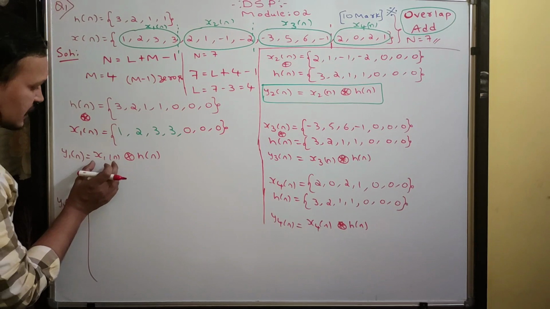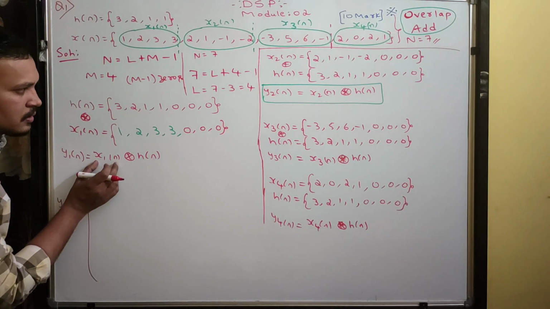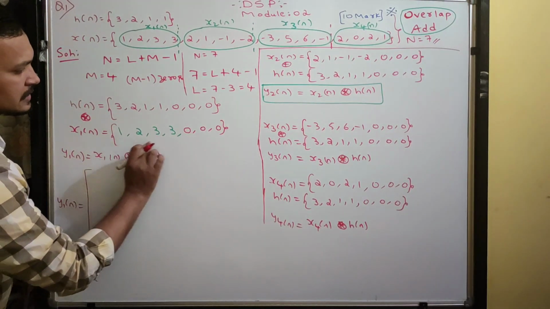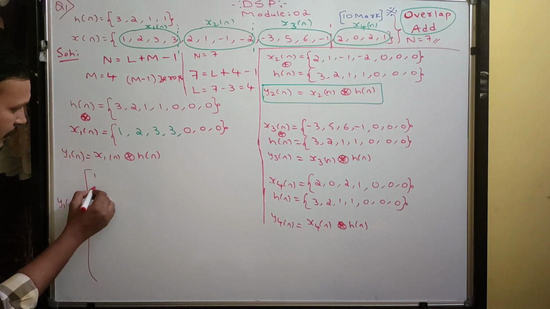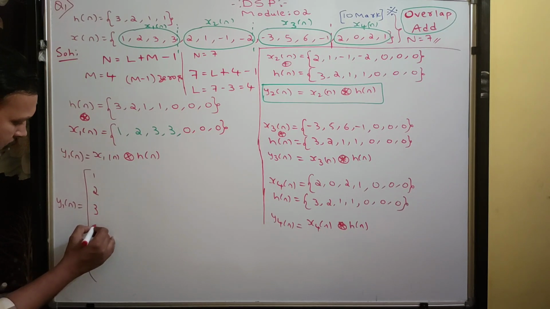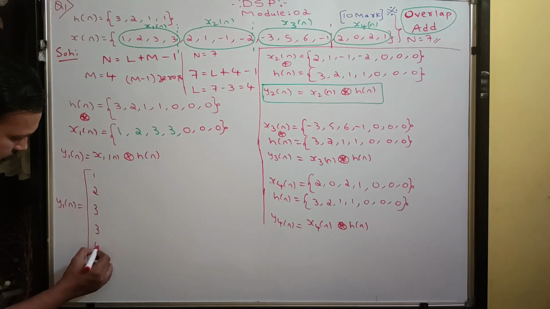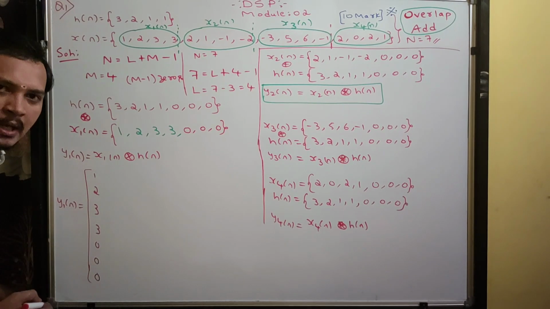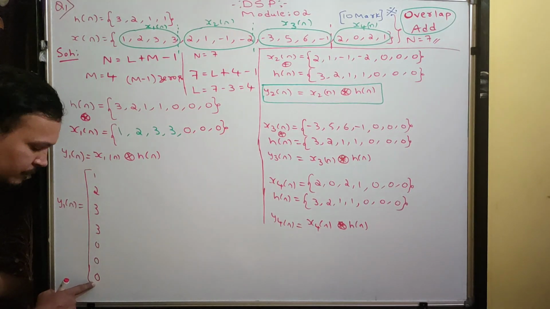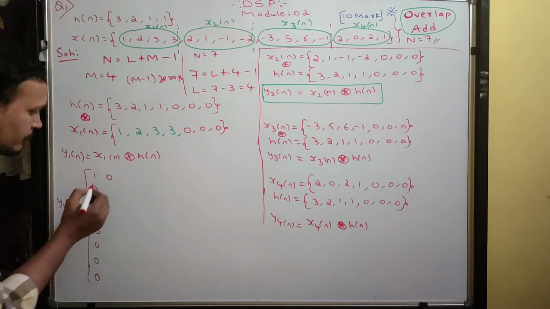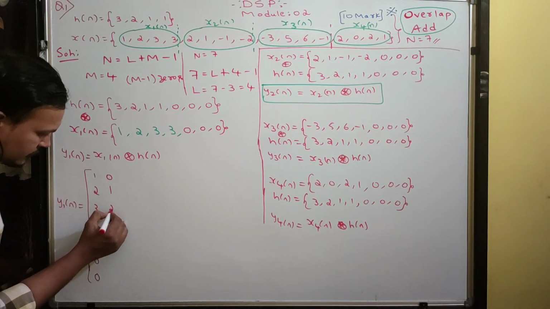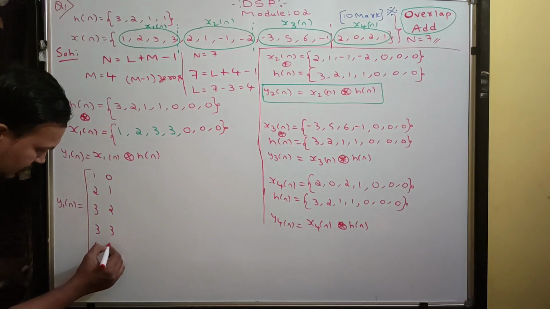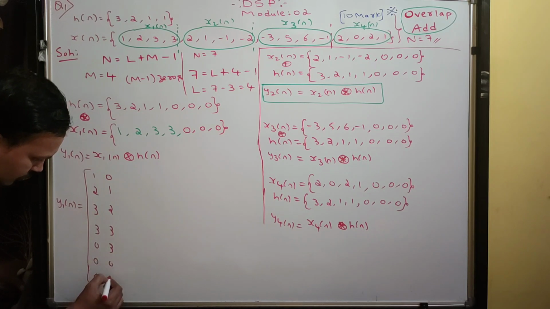See now, what is x1 of n? This is x1 of n. Take this and write it vertically: 1, 2, 3, 3. How many zeros? 3 zeros. 1, 2 and 3. Got it? Now take this bottom 0 and write it here, 0. Later copy the previous values. 1 you write here, 2, then 3 copy down here, 1 more 3, and then 0 and 1 more 0.